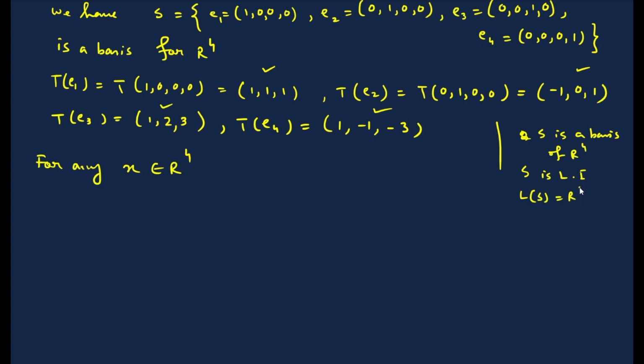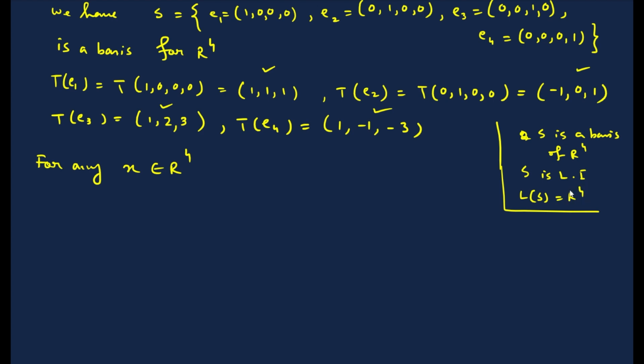L of S equals R to the power 4. So what does it mean? Any element of R to the power 4 is a linear combination of what? Elements of S. I think you still remember, right? That time also I told you to go through these lectures in a proper way so that you will understand everything later on, because all are related.